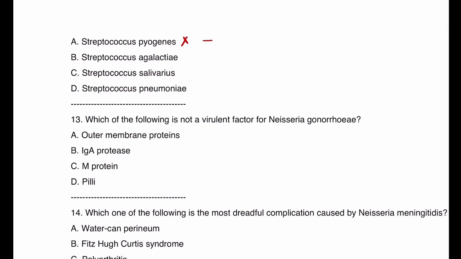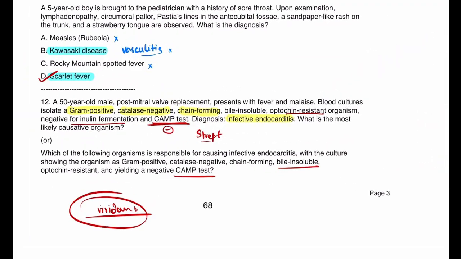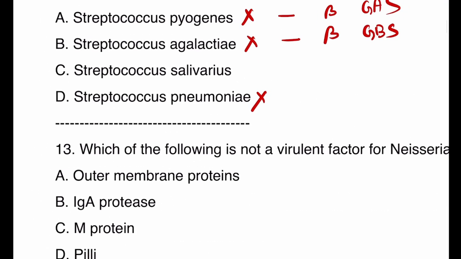Pyogenes is beta hemolytic group A streptococci, so it won't be that. Agalactiae won't be the answer, it is beta hemolytic group B streptococci. Streptococcus pneumoniae won't be the answer because it is optochin sensitive, bile soluble, and it ferments inulin. Here, it is optochin resistant, negative for inulin fermentation, and bile insoluble, so this is not going to be pneumoniae. So it is Streptococcus salivarius, which is a member of the viridans group of streptococci.